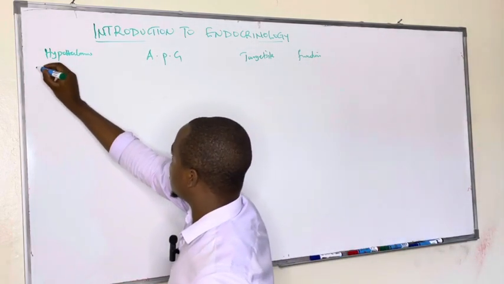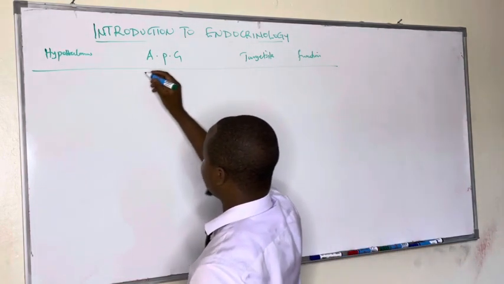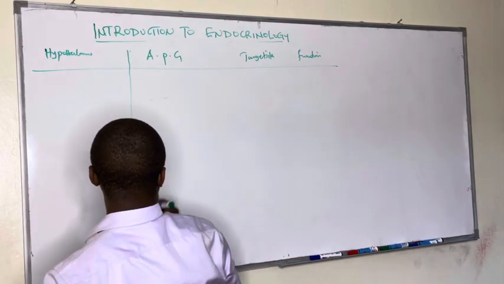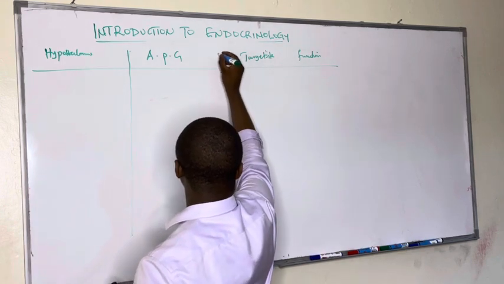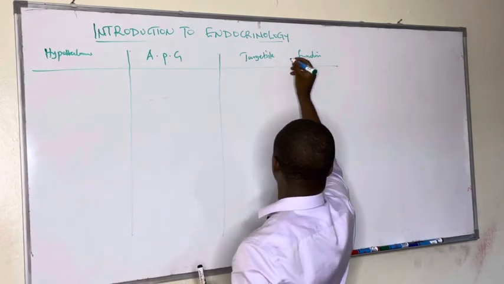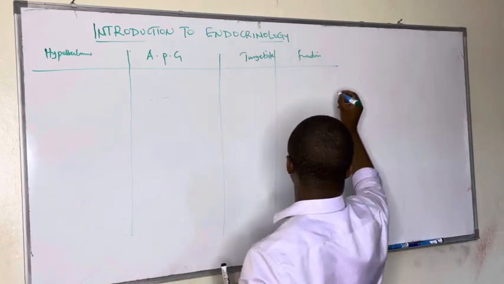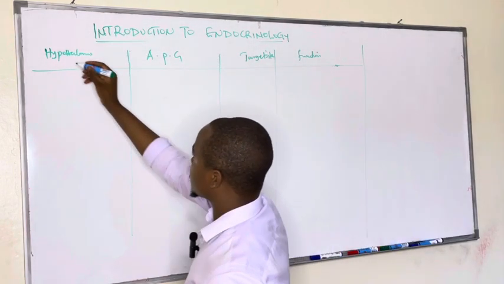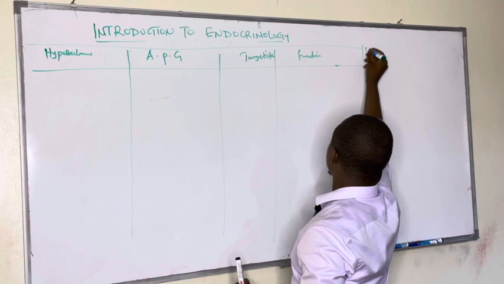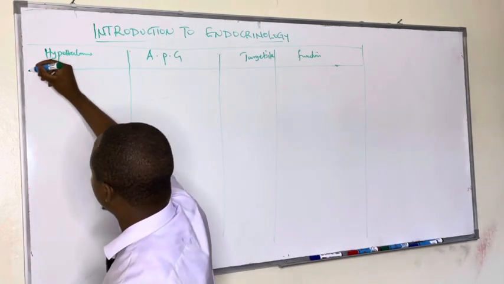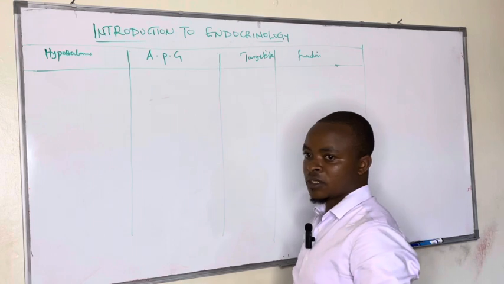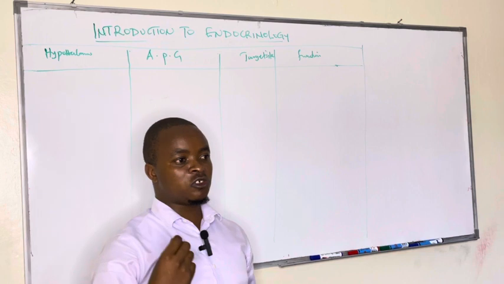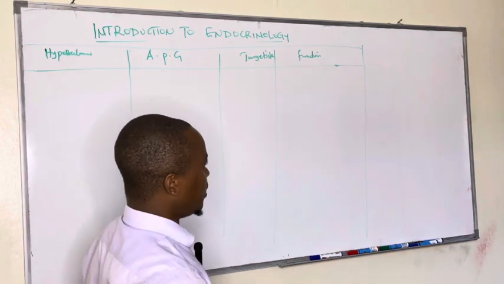So this is what we are going to talk about. We want to see the hormone produced by the hypothalamus and what it stimulates in the anterior pituitary. And then we look at the target site where that hormone is going. And lastly, we look at its physiological function. So this is how I want to summarize how hypothalamic hormones control anterior pituitary gland.